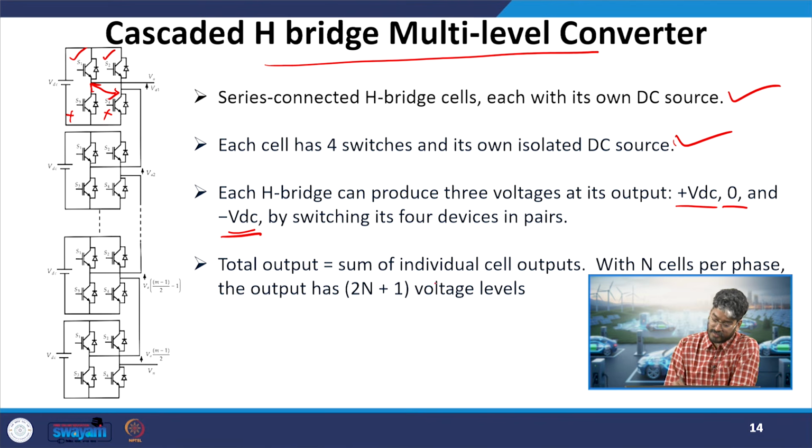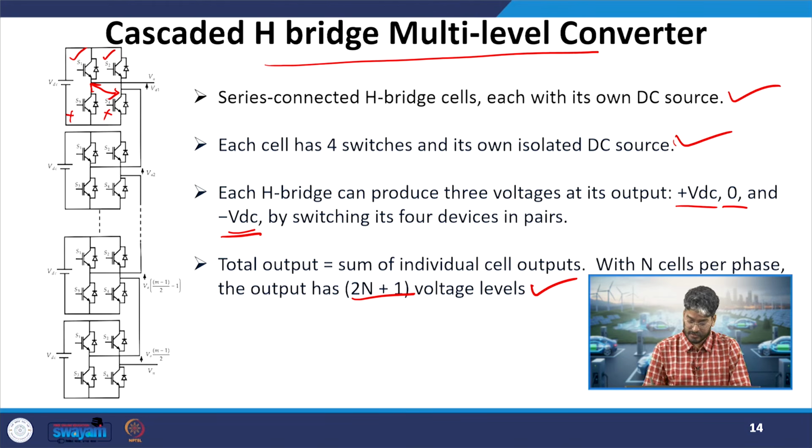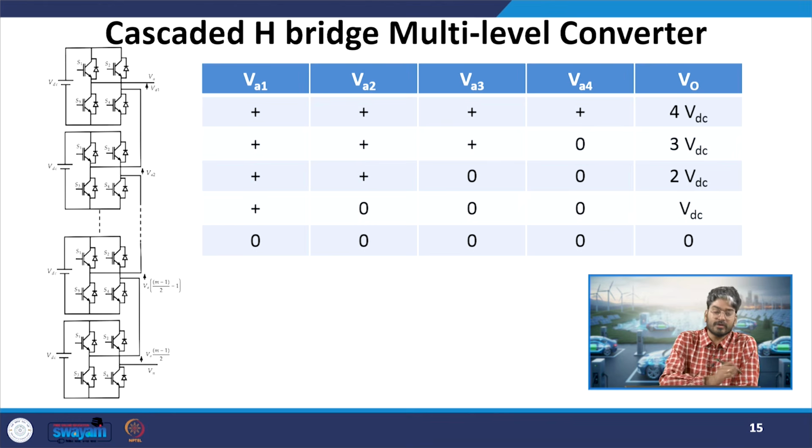Total output will be equal to the sum of individual cell outputs with n cells. We will get a number of voltage levels equal to 2n plus 1. Okay. So in the previous case, if you remember, it was m plus 1 or n plus 1. Whereas in this case, if we have n number of cells, we will get 2n plus 1 voltage levels. Okay. So this is one of the advantages of this circuit. We get a higher number of levels for a given number of H-bridges. For a given number of H-bridge switches, we have 2n plus 1 output voltage levels. The more output voltage levels, the nearer the waveform is to sinusoidal, and THD will be less.